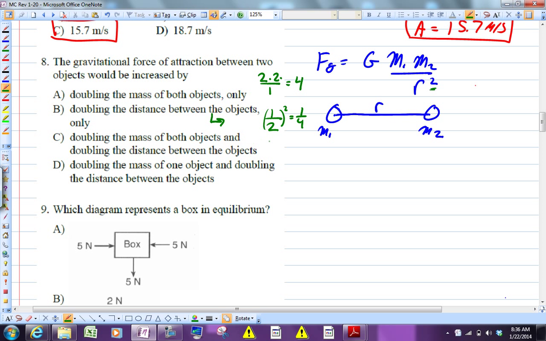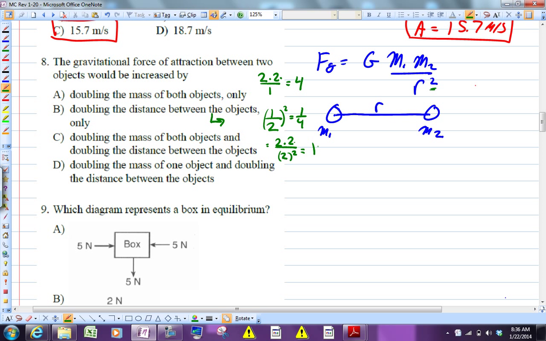And C, we're going to try doubling both masses. So the first mass doubles, the second mass doubles, and then the distance is also doubled. But remember, that's double squared, so you wind up with 4 on top, 4 on the bottom. That's not going to change it at all.